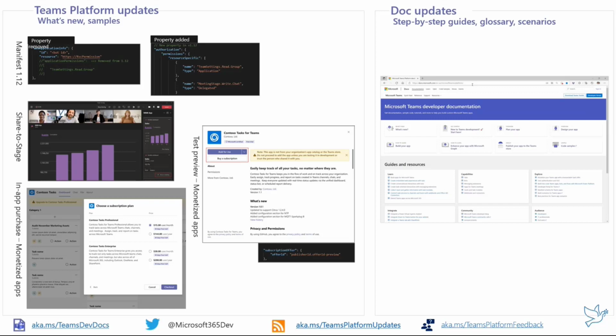So with the delegated permission support, now you can call the SDK methods by getting these permissions. So this now enables you two new features. On the left, you see share to stage as well as in-meeting purchase dialog. So share to stage allows you to share an entire content as well as share a specific part of your application to the meeting stage. And in-app purchase allows you to show a purchase dialog from within the tab. We also now support a test preview for your monetized app by adding this preview offer ID in your manifest.